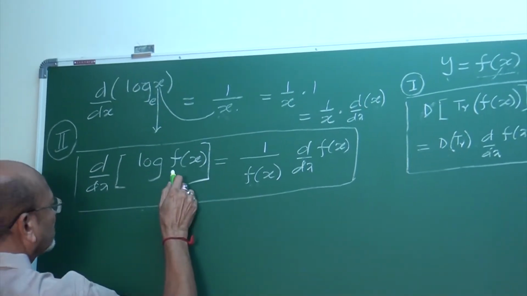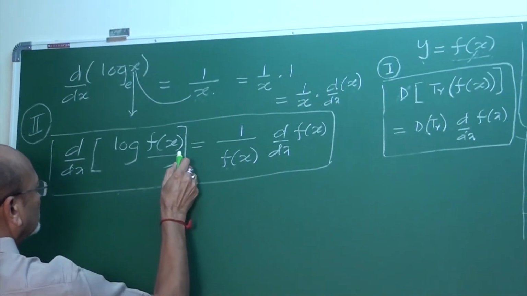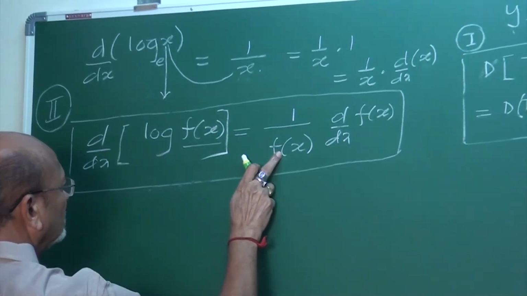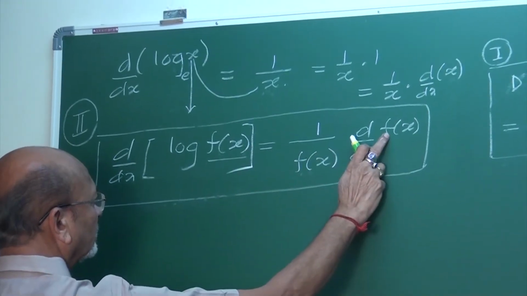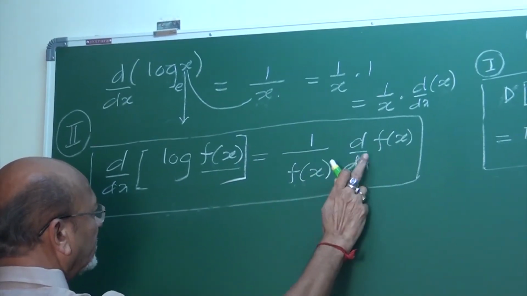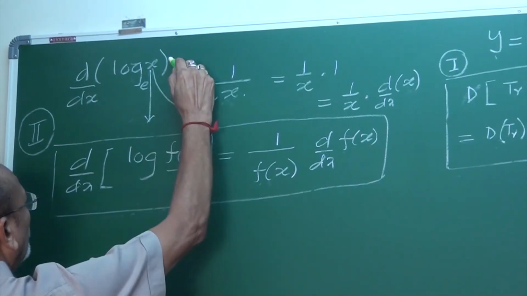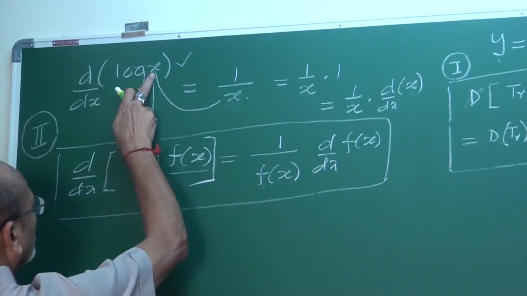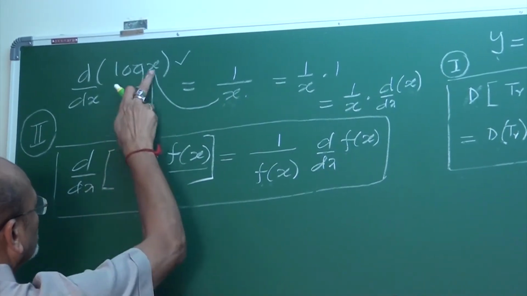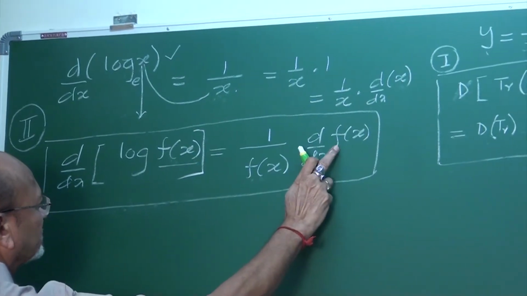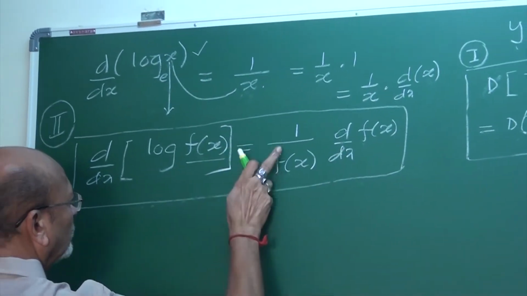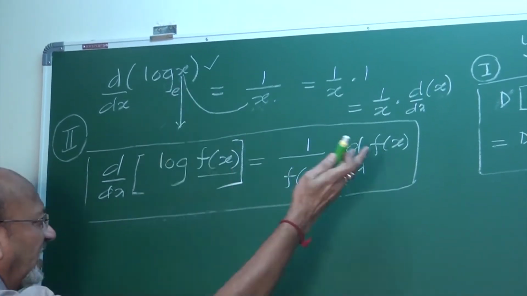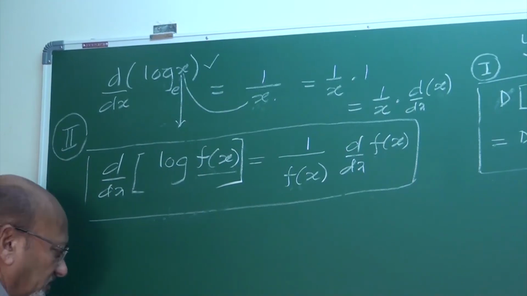If it is other than x, log f(x), what is the general formula? Log means 1 by whatever it is, and if it is other than x, you have to write its derivative. It is 1 by f(x) into d by dx of f(x). We got this with the help of the formula for log x, 1 by x. If you replace your x by f(x), you have to write extra: the derivative of f(x). Why? Because it is other than x.